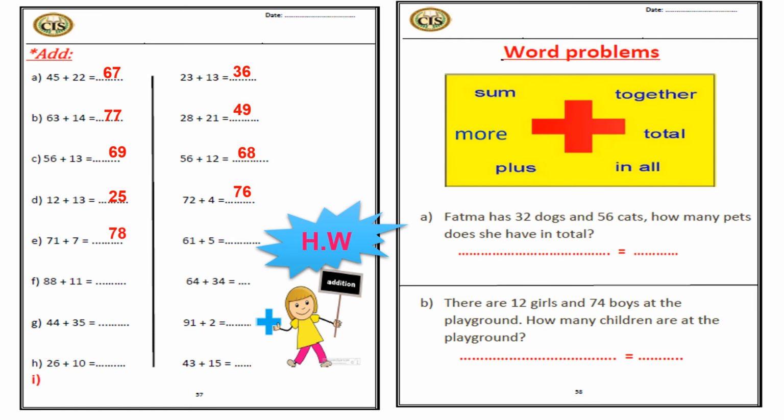61 plus 5. I will put 61 in my mind, 5 on my fingers, and let's count after 61. 62, 63, 64, 65, 66. And you can complete that page as homework.